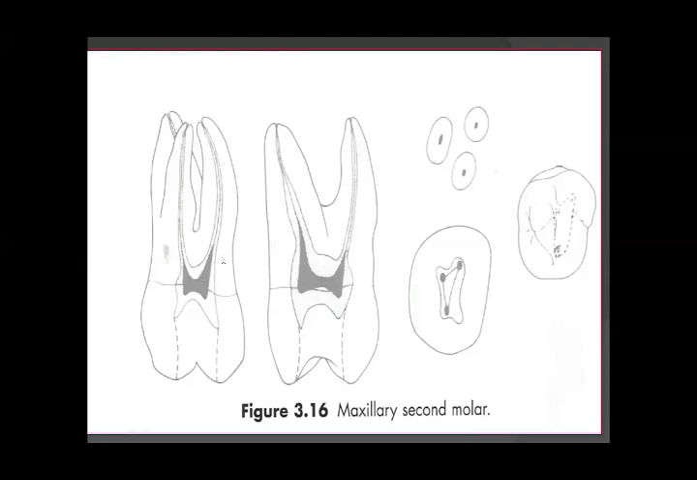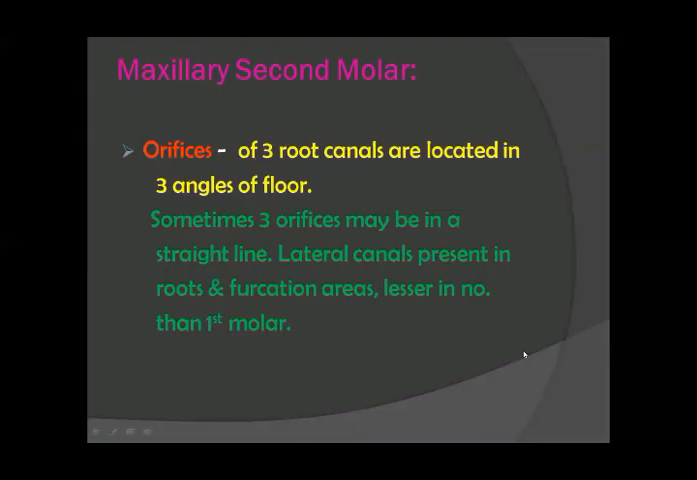This is the buccolingual, mesiodistal, cervical cross sections, mid cross sections. Maxillary second molar orifices of three root canals are located in three angles of floor. Sometimes three orifices may be in a straight line. Lateral canals present in roots and furcation areas are lesser in number than first molars.